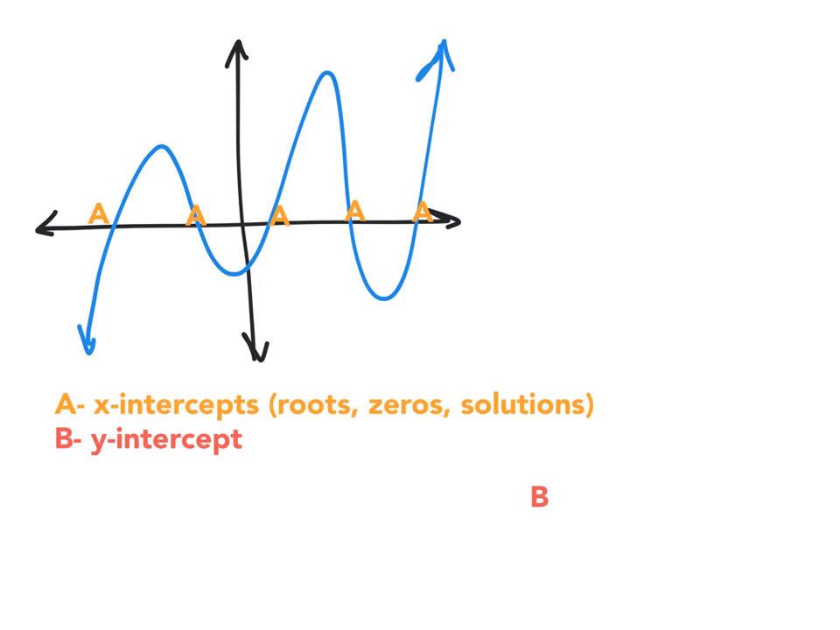Alright, so now I'm going to place this B at the y-intercept. This is where it hits the y-axis. Okay, now for something new, I'm going to label C at every local max.